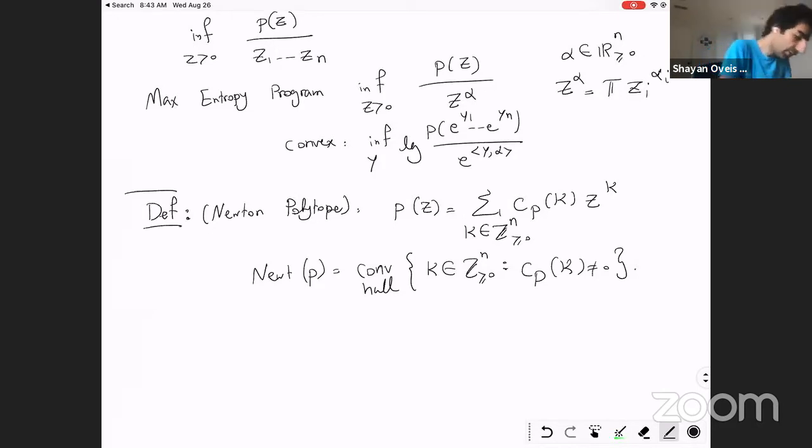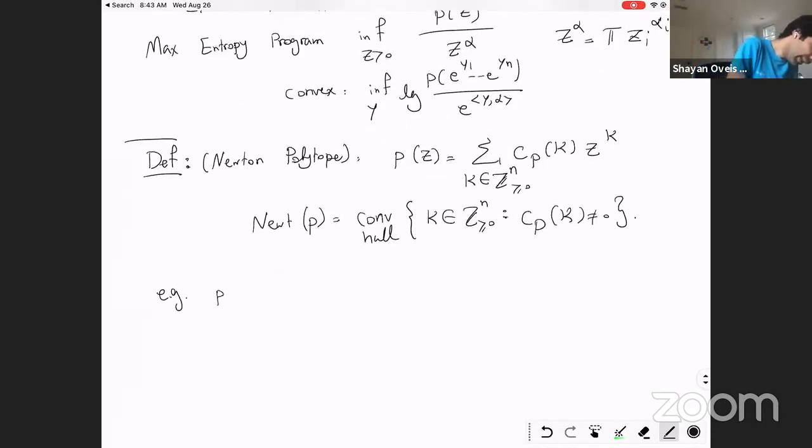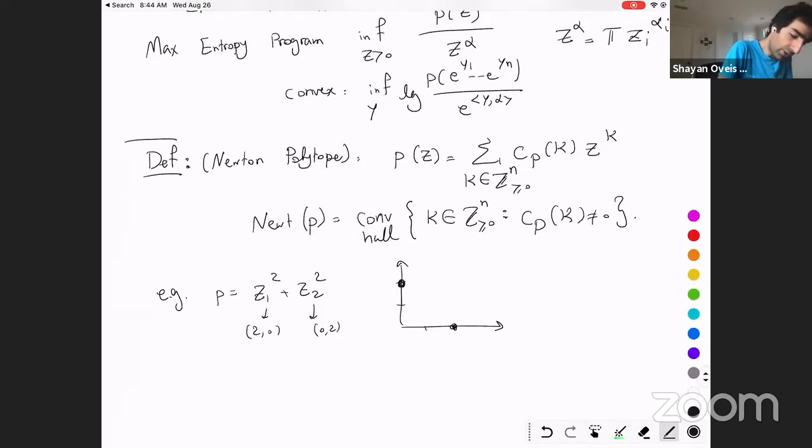Okay, so one example: if my polynomial P is equal to z1 squared plus z2 squared, then I can draw it very easily. I need a two-dimensional space R2, and this monomial gives me the point (2, 0). This monomial gives me the point (0, 2). So I look at (2, 0), which is this point, and (0, 2), which is the other point. Then I take the convex hull of these two, which in this case would just be a line.